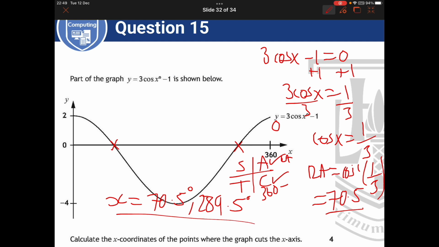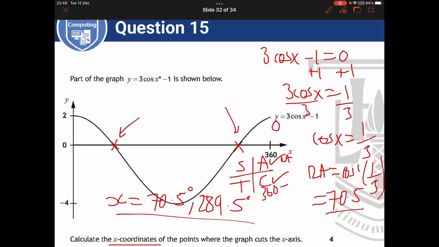Normally when you're solving a trig equation, that would be fine. But this one did say, never mind, it says calculate the x coordinates. We're absolutely fine. I thought it said coordinates, but it's only the x coordinates after. So we're done. 70.5, that must be this one here. And then 289.5, that must be that one there.